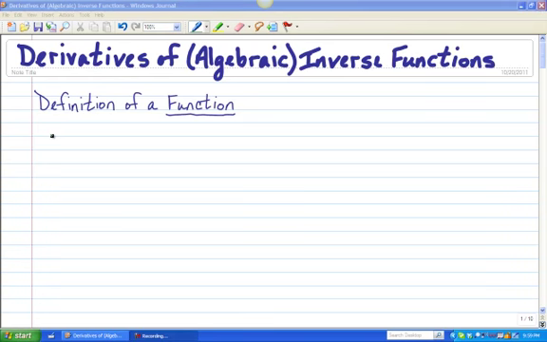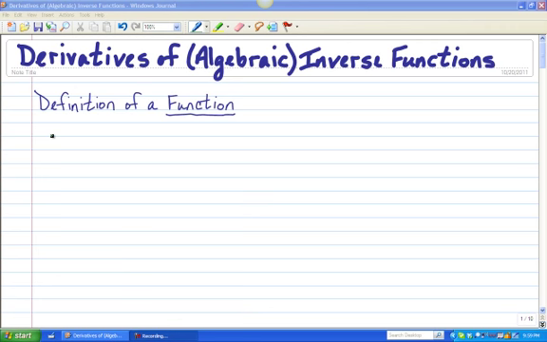Hi everyone, this is a supplemental lesson in finding the derivatives of algebraic inverse functions. We are not talking inverse trig functions, nor are we talking about logarithms versus exponential functions. We are talking purely algebraic inverse functions.